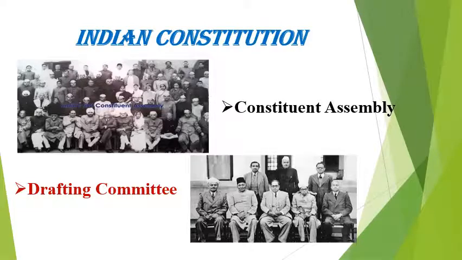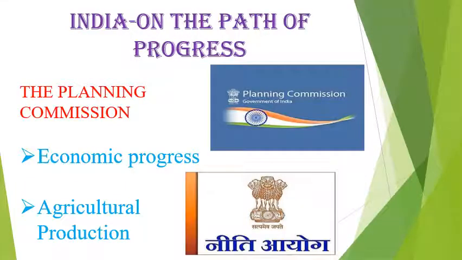Next point is India on the path of progress. Okay, students, what about India on the path of progress? Listen, India adopted the path of planned development from the pattern that was followed by the earlier USSR, that means the Russian government. Yes, students, 5-year plans were made to ensure systematic progress in all sectors of India. The Planning Commission was, listen students, this is the most important point.